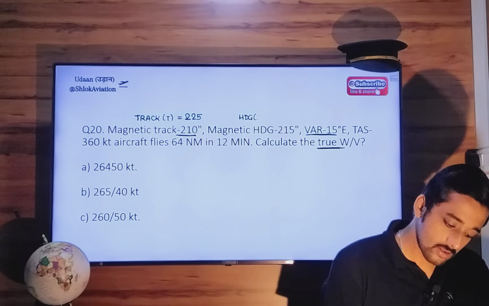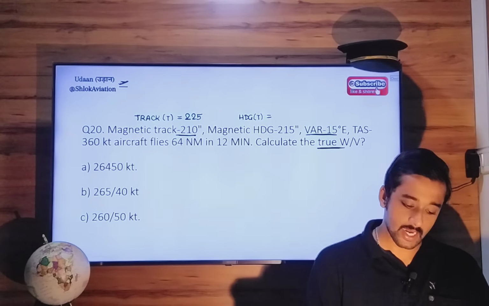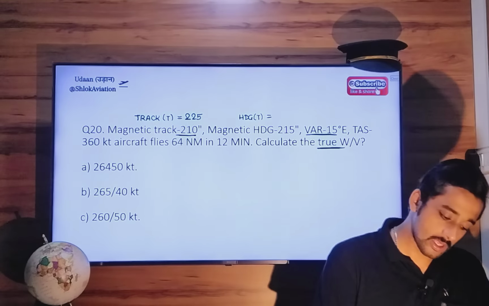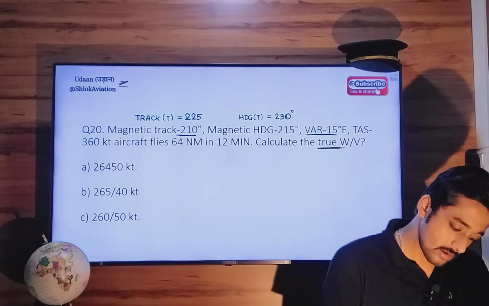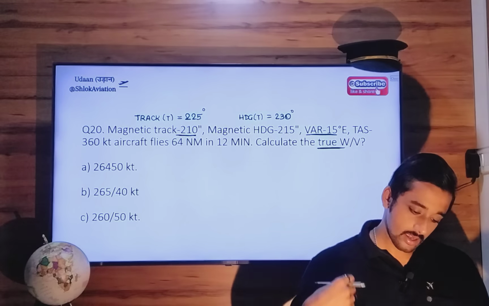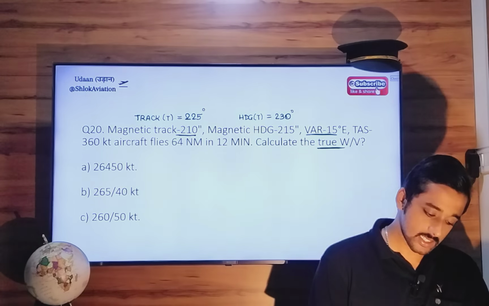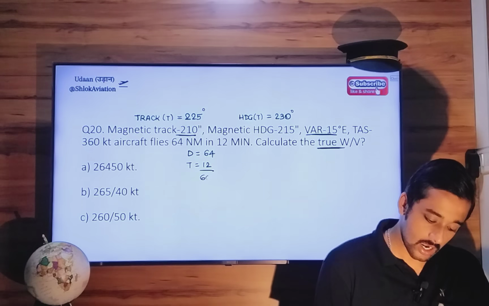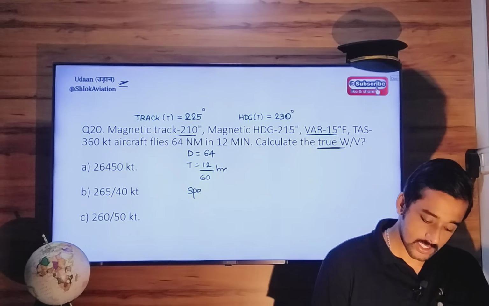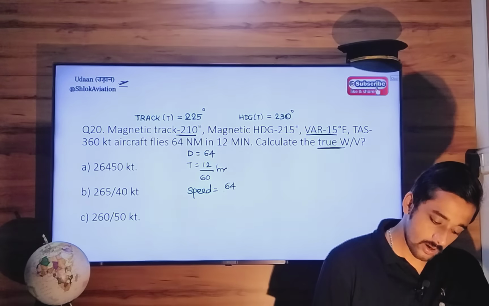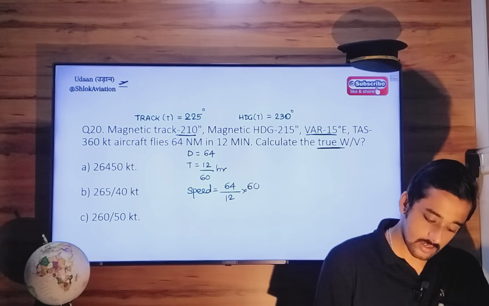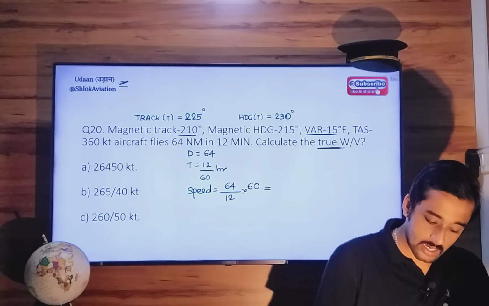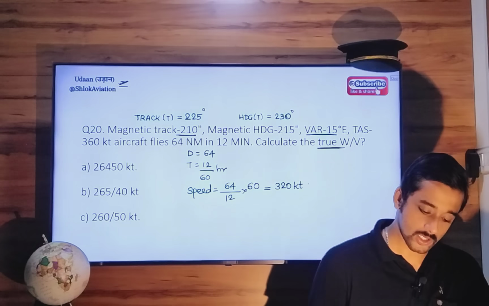True heading. Magnetic heading is 215. So true heading will be more than that. 215 plus 15, 230. You have true track, true heading. You have distance 64 miles. Time 12 divided by 60 hours. So ground speed of this aircraft will be 64 divided by 12 multiplied by 60. So 64 into 60 divided by 12, 320 knots. Ground speed is 320 knots.